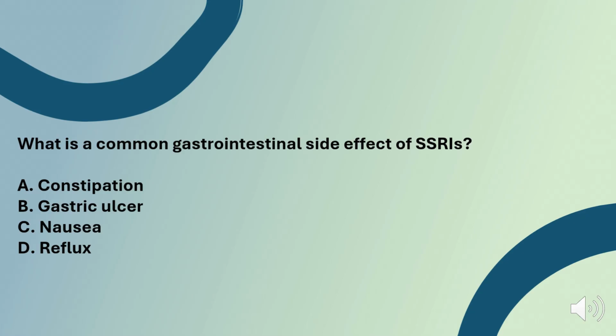Next question. What is a common gastrointestinal side effect of an SSRI? A. Constipation. B. Gastric ulcer. C. Nausea. D. Reflux. So we're talking about SSRIs here, and we want to know what a common GI side effect is. So I'm going to give you a moment to look at this question. And I want you to start thinking about a common GI side effect. Rule out the one that you know is not going to be right.